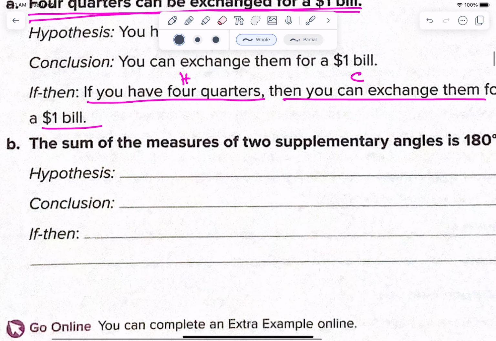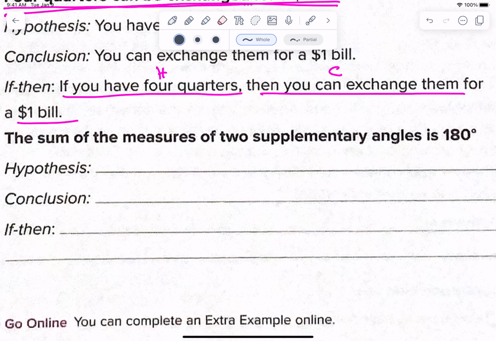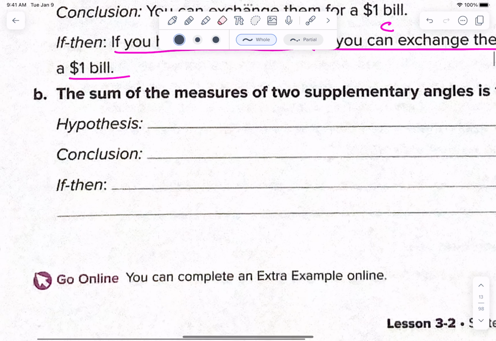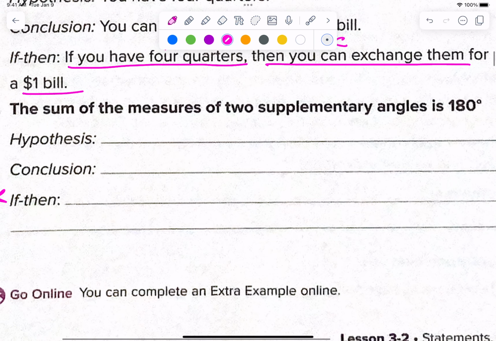All right, so let's do this one. The sum of the measures of 2 supplementary angles is 180, okay? Let's write the if-then form first. How are you going to put that in if-then form? If what? If the angles are equal to 180, then it is supplementary. Sure, that's a way of doing it.